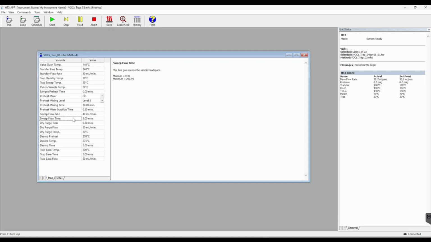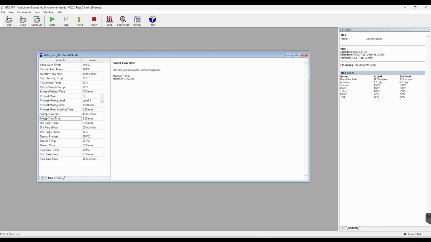Sweep flow time. This is the time the gas sweeps the sample headspace. The optimal setting for this parameter is application dependent. Sweep flow time should be set so there is enough time to sweep all the analytes from the headspace, so the optimal sweep time can be decided by determining when increasing sweep time no longer increases sensitivity of the target analytes. Typical sweep time is under 10 minutes. These are grouped as the sample sweep parameters.